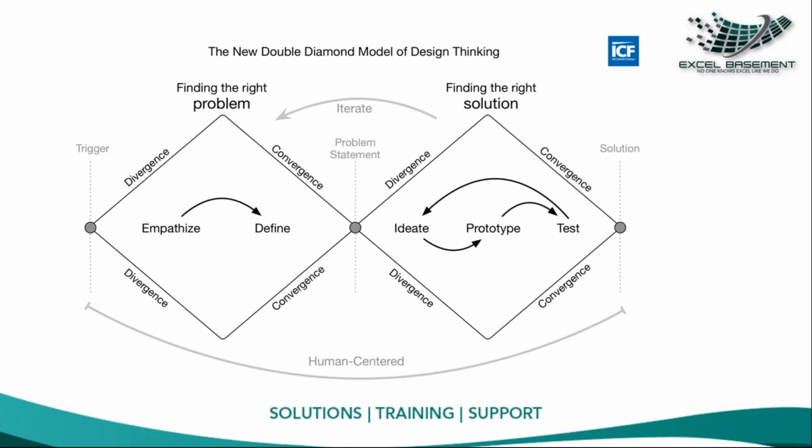Once you have done that, we have the problem statement here. To turn the problem statement into a solution, again we diverge and converge by exploring a number of possibilities across our ideas, prototype, and test. And then at the last we will get our solution. So this is the very basic diamond model of design thinking.